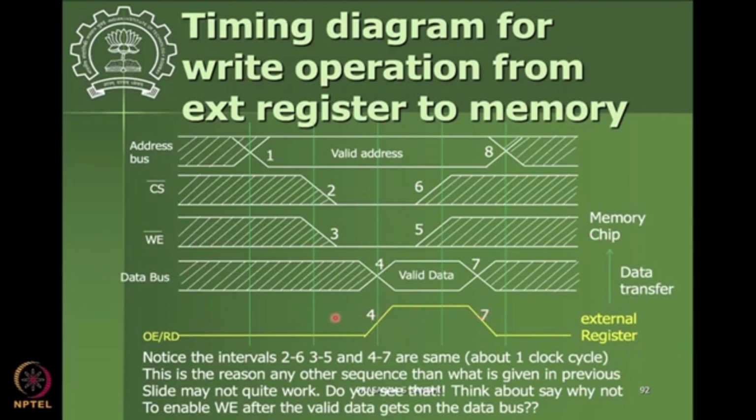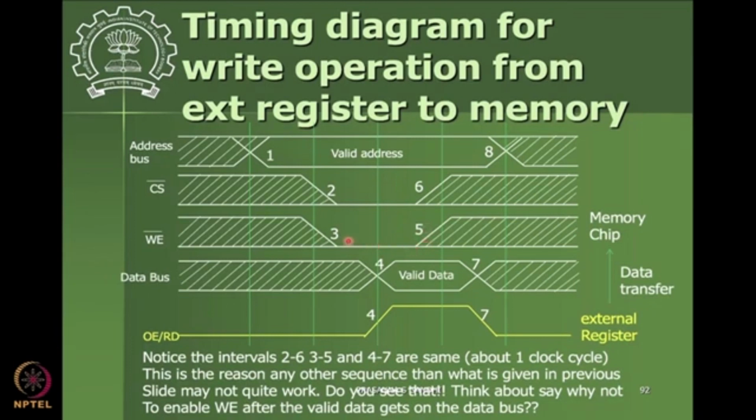So these numbers are different steps that are going to happen. First step happens, then second, then third, then you have valid data available when the external register's output enable is enabled, and then that data will be taken off that register. But before that, you'll have the WE going high. That means the data is locked.